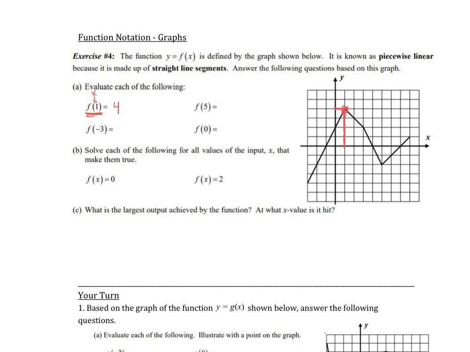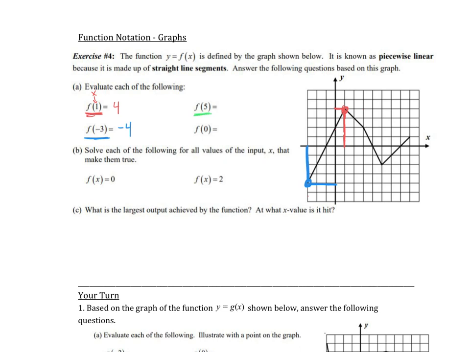Let's use a different color for the second one. We're looking at f of negative 3 here. So again, that is my x value I want to look at. So I'm going to go all the way back to negative 3. That's right here. And I want to look at what my y value is at that point. So at that point, my y value is going to be at negative 4. So that would be my answer there. So I kind of look at what's my x value and then map it back over to find my y value. Let's look at our next one, f of 5.